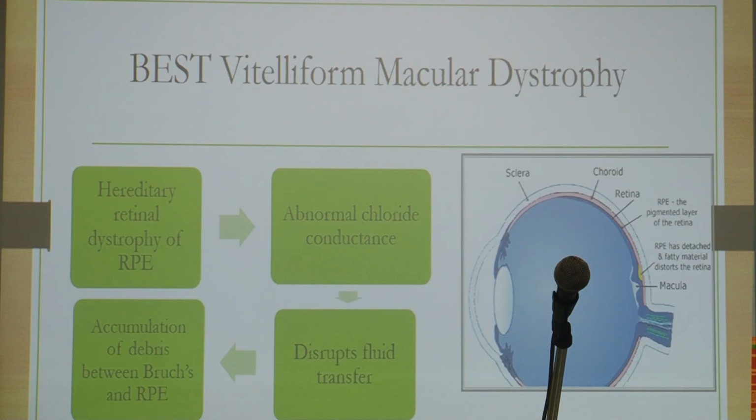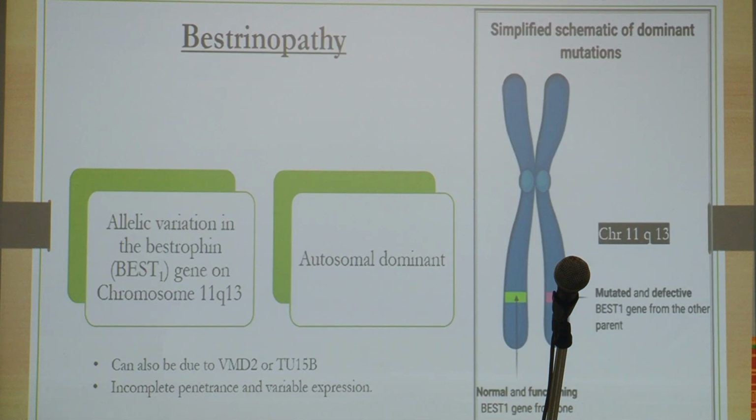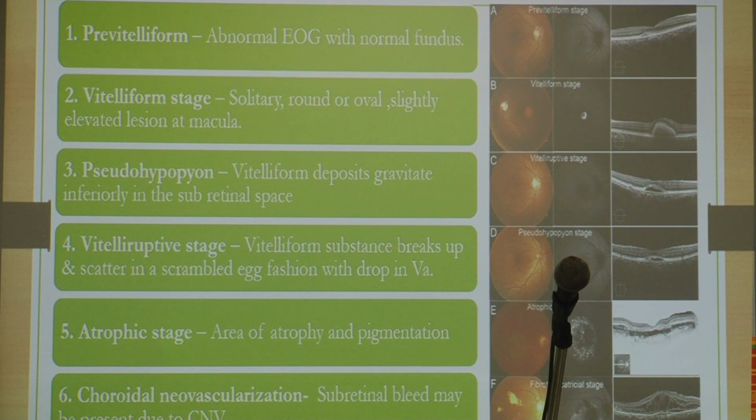So Best vitelliform macular dystrophy is a hereditary retinal dystrophy of the RPE, which involves abnormal chloride conductance and disrupts fluid transfer, with accumulation of debris between Bruch's membrane and the RPE. Best disease involves allelic variation in the bestrophin gene, BEST1 gene on chromosome 11q13, which is autosomal dominant, and it can also be due to VMD2 or TU15B, with incomplete penetrance and variable expression.